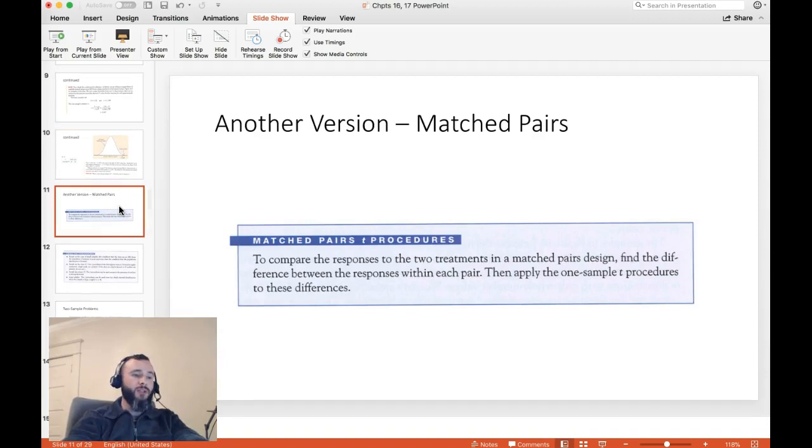Another version of T procedures is what's called matched pairs. In matched pairs, we compare the responses of 2 treatments in a matched pairs design. Find the difference between the responses in each pair, and then apply the one-sample T procedures to the differences. When I say difference, I mean you're subtracting one treatment piece of data from another, and then the difference becomes your real data points. We're not going to go into a lot of this right now because it's fairly involved, and before we do any of those, I want to make sure we have it in class.